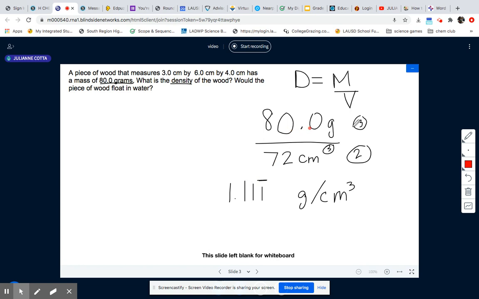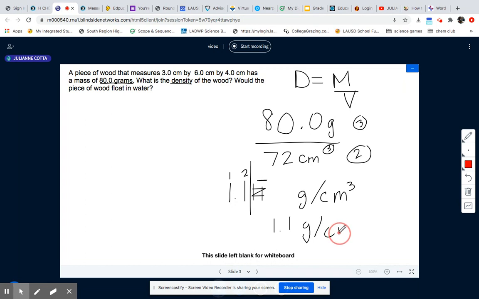But that is not my final answer because I need to worry about my significant digits. This one had 3 and this one had 2. Whichever one has less, that's what my answer also needs to reflect. So I just need 2 significant digits. Here's my first significant digit, my second. I look behind it and it's only a 1, so all of this is going to get dropped. So my final answer is 1.1 grams per centimeters cubed.